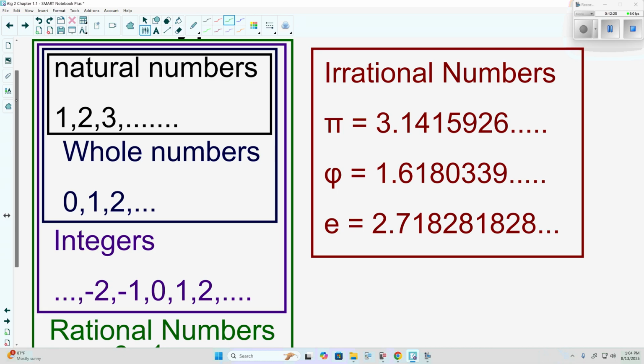Now the three I have up here, the first one is pi. We know pi from circles, geometry. We use pi a lot in geometry, for circles, finding areas of a circle, cylinder, a lot of rotational forces uses pi. Phi.